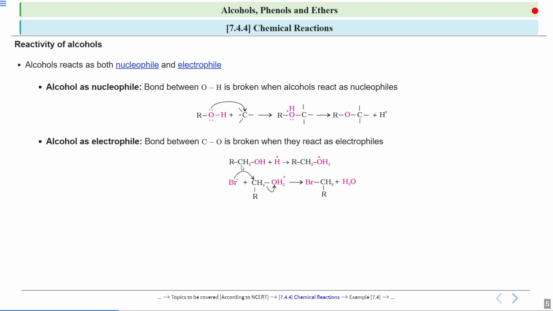Initially, you will see that there is this carbon and oxygen bond. And in your final step, there is no carbon oxygen bond. So the carbon oxygen bond is broken because bromine is acting as a nucleophile.